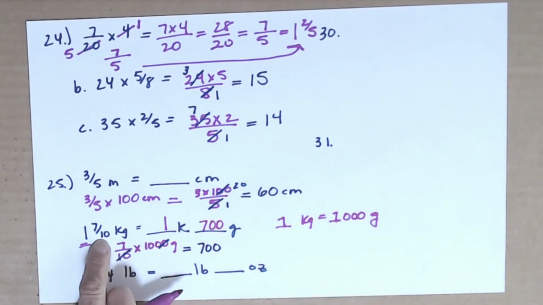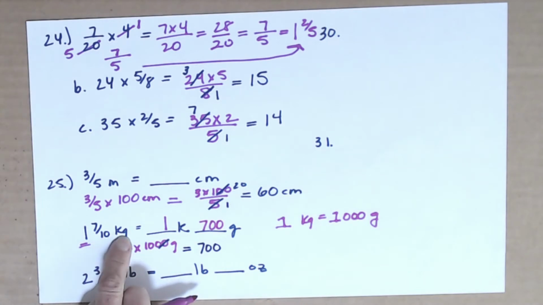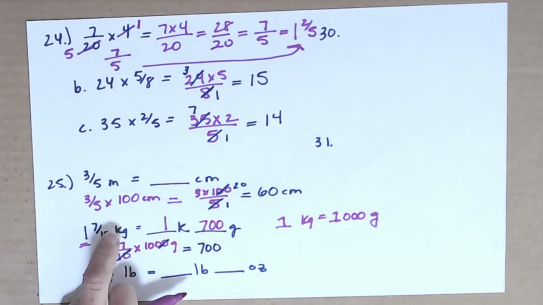Another way to think about that is you could say, what is 1/10 of a kilogram? If a kilogram is 1,000 grams, 1/10 of 1,000 is 100. So if 1/10 of a kilogram is 100 grams, 7/10 is going to be 7 times 100, or 700.